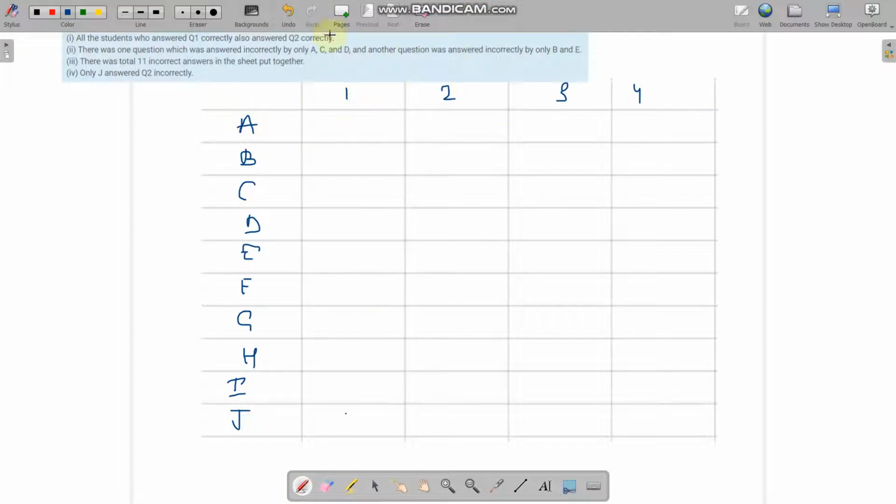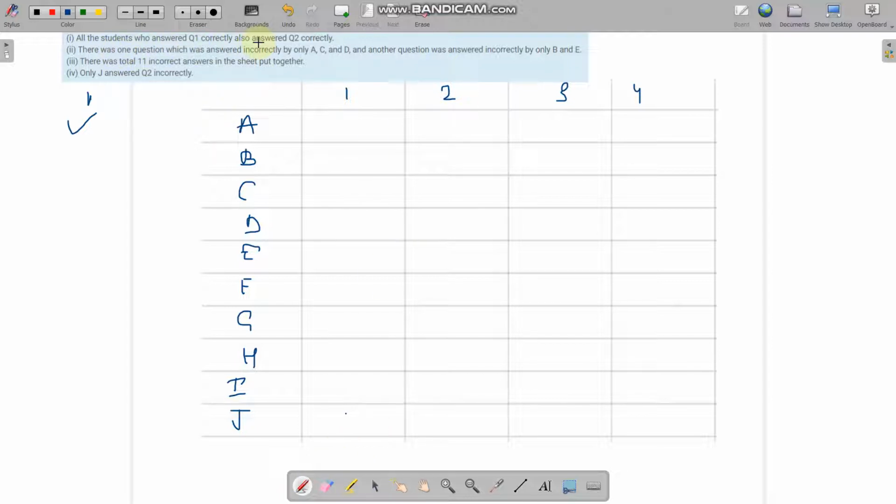10 students, 4 questions. First, all the students who answered Q1 correctly also answered Q2 correctly. So if there's a tick over here, there will always be a tick over here. And if there isn't a tick over here, then here it won't be for sure. But the third case, I'm not dealing with A, B, C, I'm just telling: if there's a tick over here, then here need not be a tick or a cross. These will be 3 cases. Hope you're clear with this point because this was a very important point.